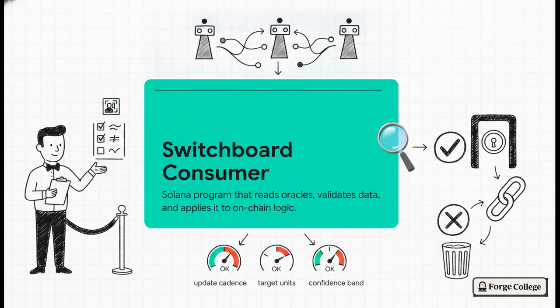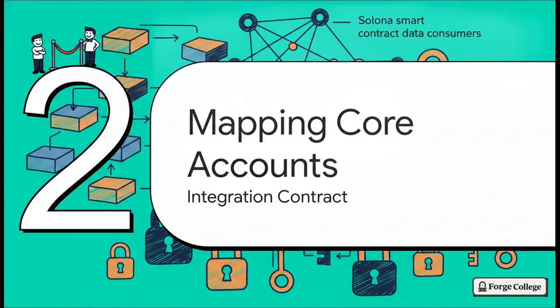If the data doesn't meet the normalized spec, like the update cadence, the target units, or the confidence band, well, the bouncer turns it away. No exceptions. All right, moving to Section 2, Mapping the core accounts for our integration contract.